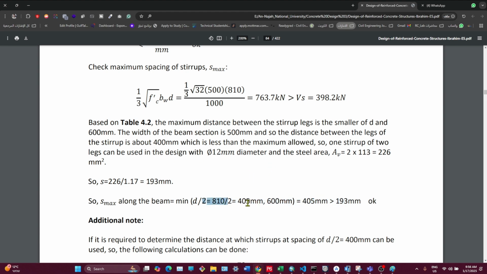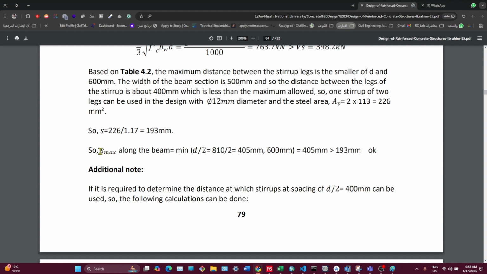Yeah, and this is from the ACI code. You can refer to the S maximum for beam reinforcement. There are tables that specify the standards. But again, this maximum is okay. Perfect. But we cannot take it in the practical field as 19 centimeters and 3 millimeters. We need to approximate it to, for example, 20 centimeters or 15 centimeters.